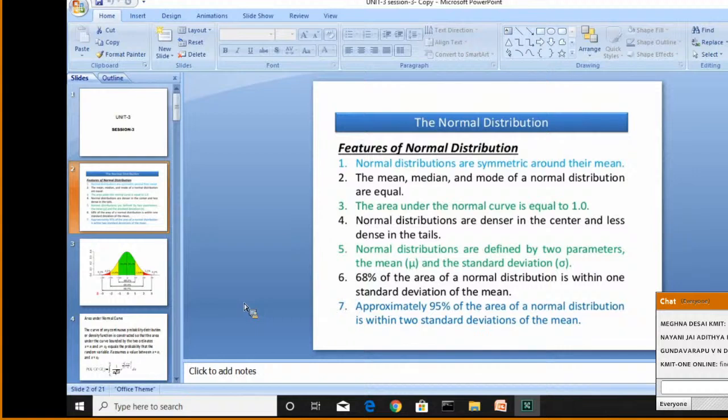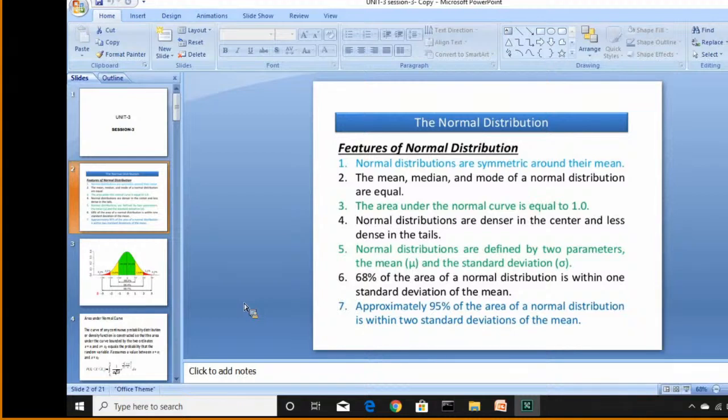I am not going for the derivation. Specifically they have not mentioned it in the syllabus. That is why. Okay. And area under the normal curve is equal to 1. I have told you the total area will be 100%. We are taking it as total equal to 1. Normal distribution is denser in the center and lighter, that means it is reducing, at the tails. That is why it is not dense at the tails. Two tails are there for it. It is a bell-shaped curve.